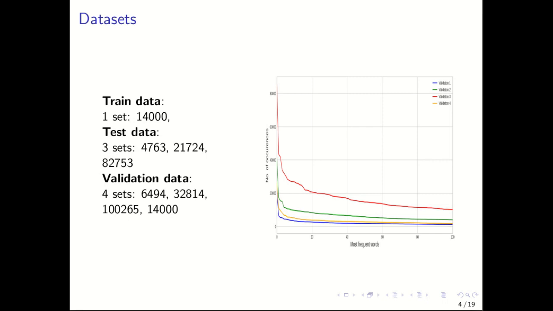Moreover, to test the overfitting of models, the first validation dataset consists of 14,000 expert summaries of the research instead of extracted article abstracts. On the figure, you can see the distribution of the most frequent words in each dataset.